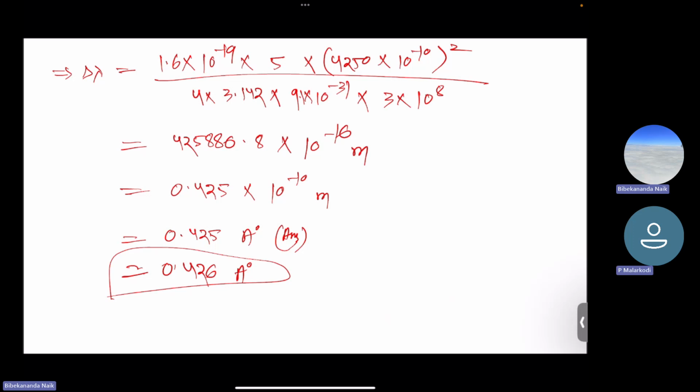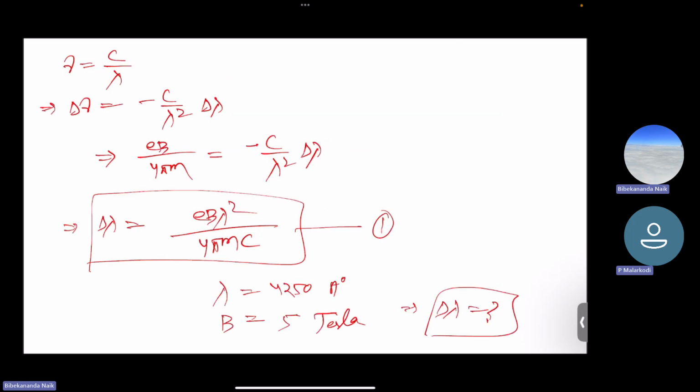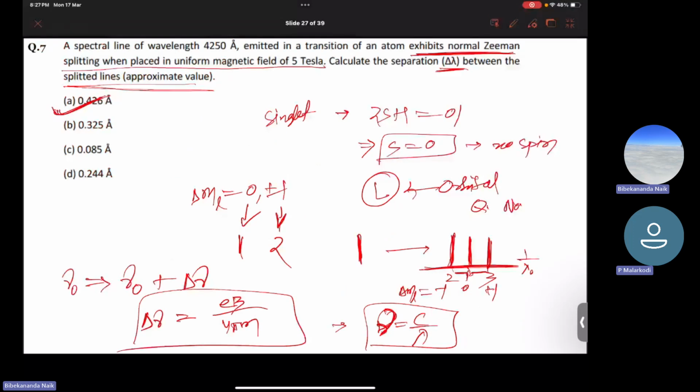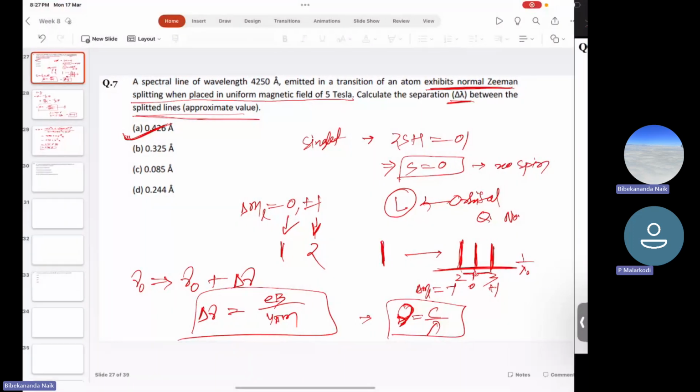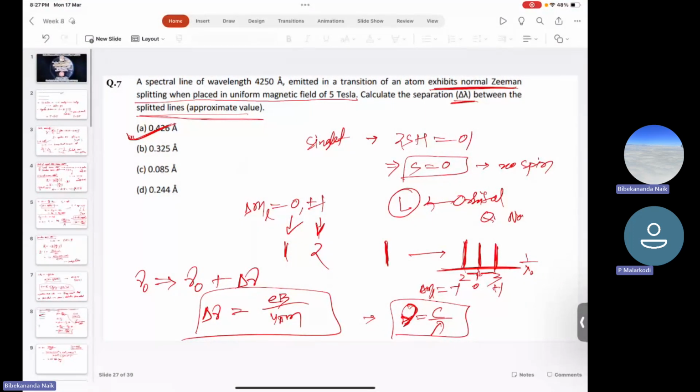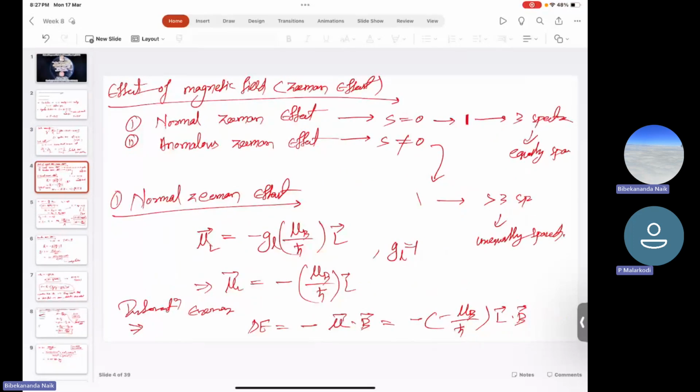Okay, sir. Sir, that formula, lambda naught is equal to lambda naught plus del lambda, how would that formula come, sir? Go to the previous page here. Okay, lambda naught is equal to lambda naught plus del lambda.